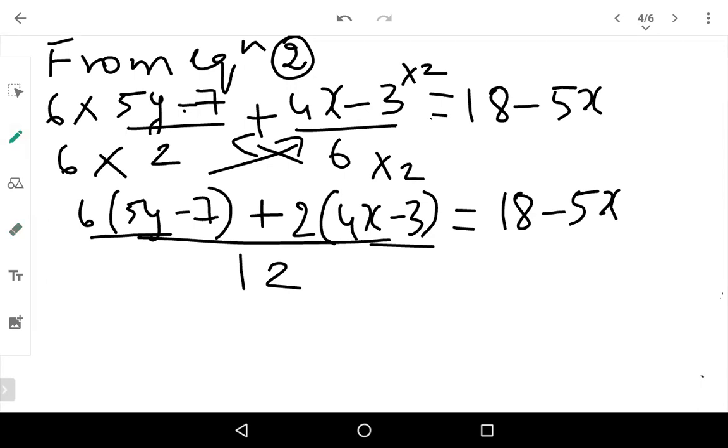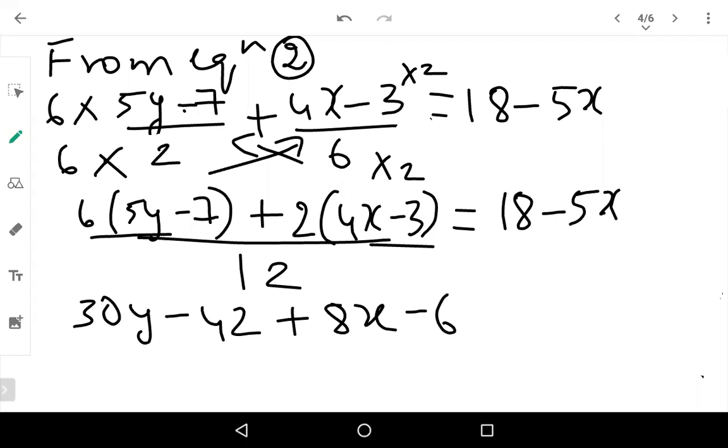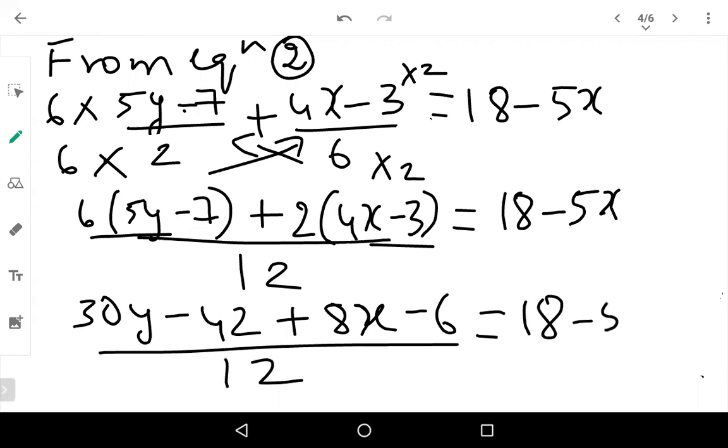Now after this, 6 fives are 30y minus 6 into 7. Okay, 6 into 7, 42 plus 2 fours are 8x minus 2 threes are 6. Fine. Divided by 12 is equal to 18 minus 5x. 34x plus 15y is equal to 132. Good, good Spurti. That is the equation.